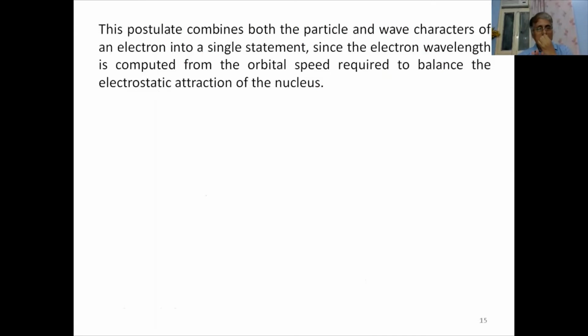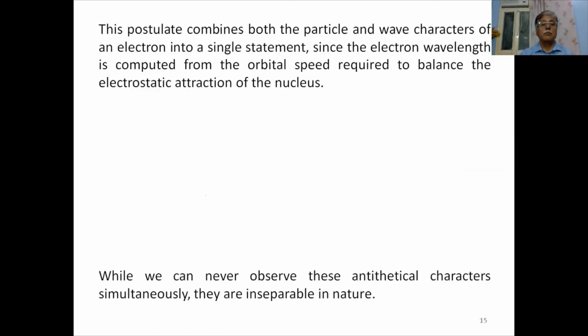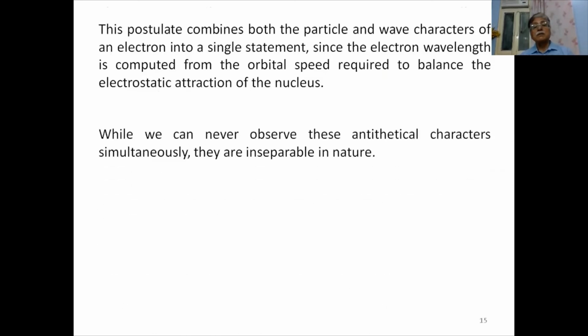Now, this postulate combines both the particle character, as the electron is moving on the orbit, and the wave character of an electron into a single statement, because it is only through the wavelength of the de Broglie waves of the electrons that we are able to establish the angular momentum quantization as proposed by Bohr. While we can never observe these antithetical characters, that is the waves and the electrons, simultaneously, they are inseparable in nature.